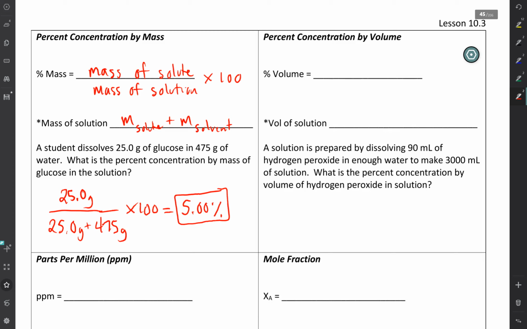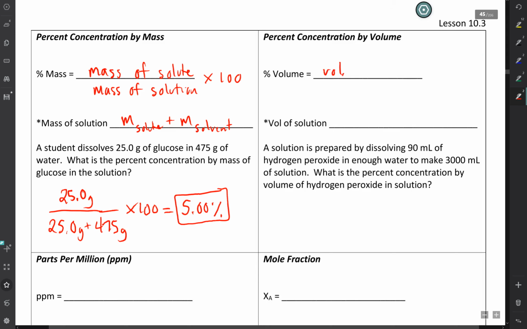Let's take a look at the next one, percent concentration by volume. This is another one that's used a lot in commercial products. For example, if you go and you buy rubbing alcohol for a first aid kit, you can buy them at different percentages. They always just mix it with water. So if we're going to try to find the percent concentration by volume, we're going to take, you probably could guess this, the volume of the solute, divide by the volume of solution, and then we'll multiply by 100.